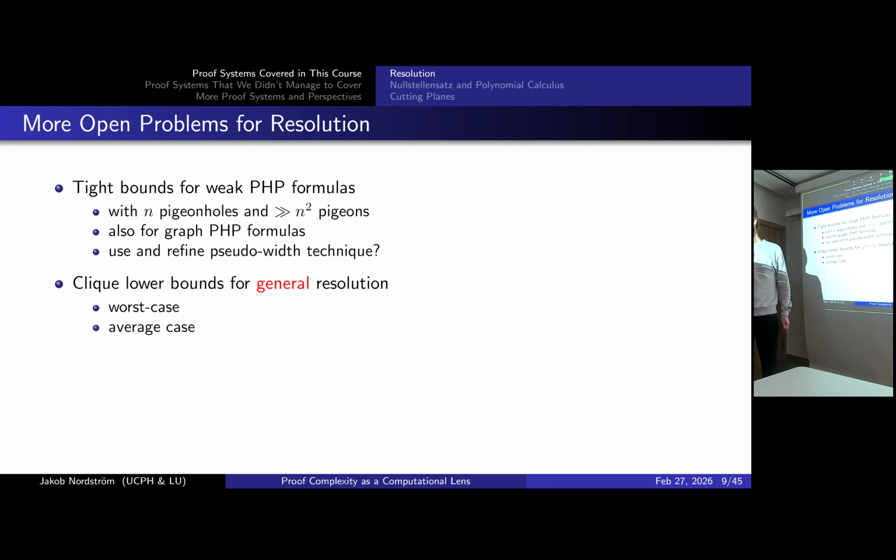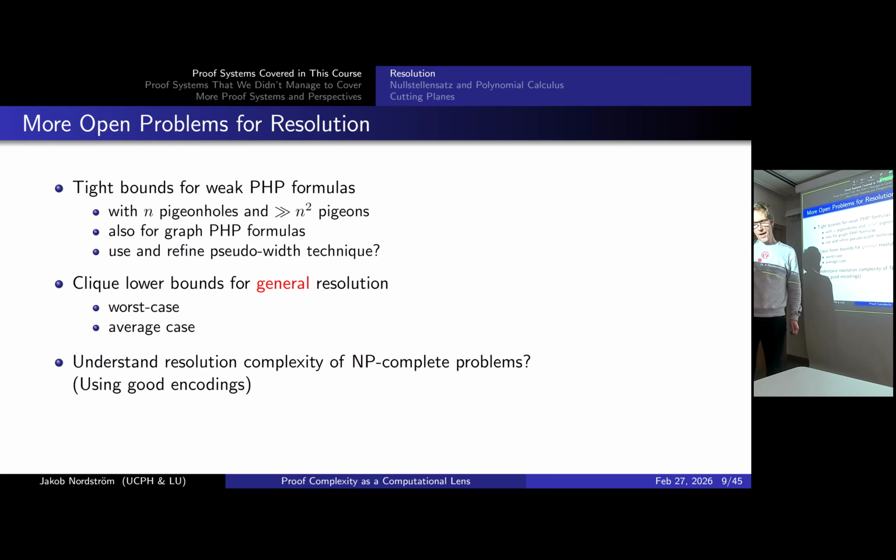Clique lower bounds, as I already mentioned, even worst-case clique lower bounds, that might be easier, even that would be interesting. And this is part of a broader program that I think Paul Beame and others were pursuing in the early years after the millennium. You can look at your favorite NP-complete problems, and you can ask, can we understand the proof complexity landscape for this? Like, how hard are clique, coloring, dominating set, Hamiltonian circuit, and other nice problems for resolution?